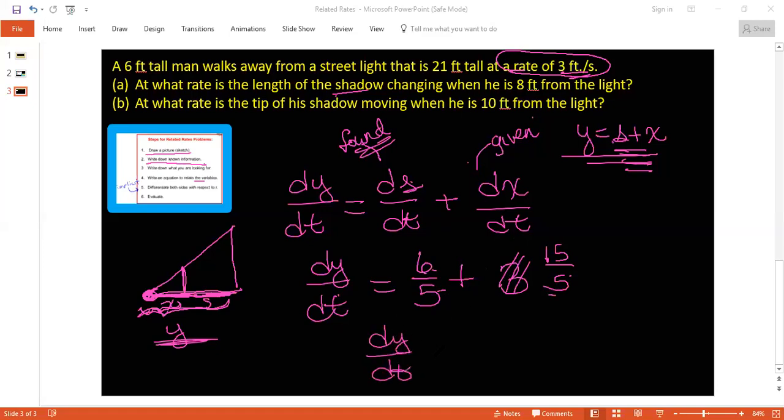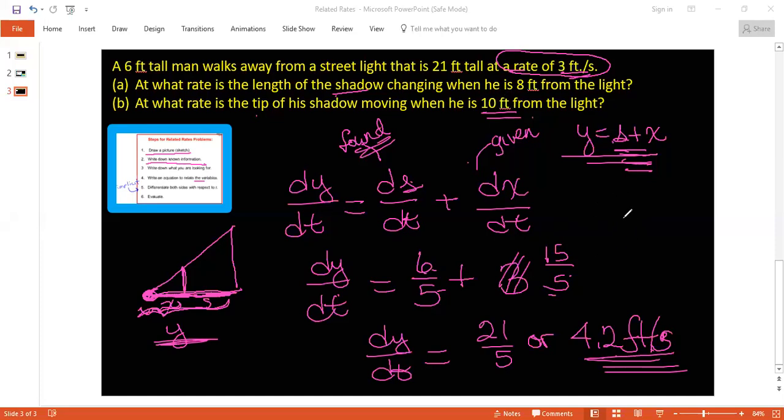And dy/dt now ends up being 21/5, or you could put 4.2 feet per second. So you want to write these out in a sentence in words. You want to write, the tip of the shadow is moving at 4.2 feet per second when it is 10 feet from the light. Of course, it's a constant rate, so the same thing goes with the 10 feet. So you might want to write it down. I'll make some room.